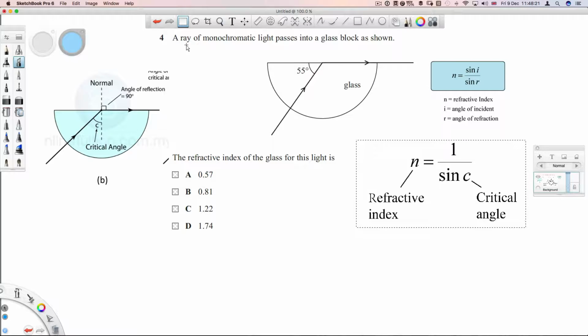Okay, so the question for this one says a ray of monochromatic light passes into a glass block as shown in this diagram here. Let's get the pen. Right, so normally to calculate the refractive index, this is what we've been asked to calculate for the glass.